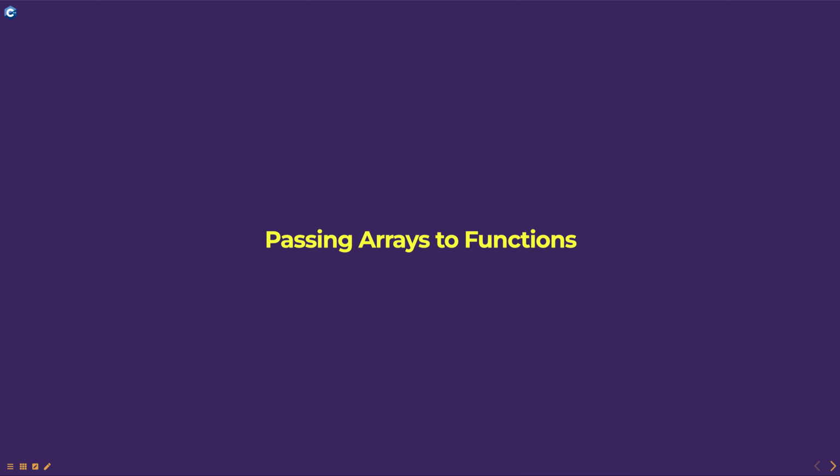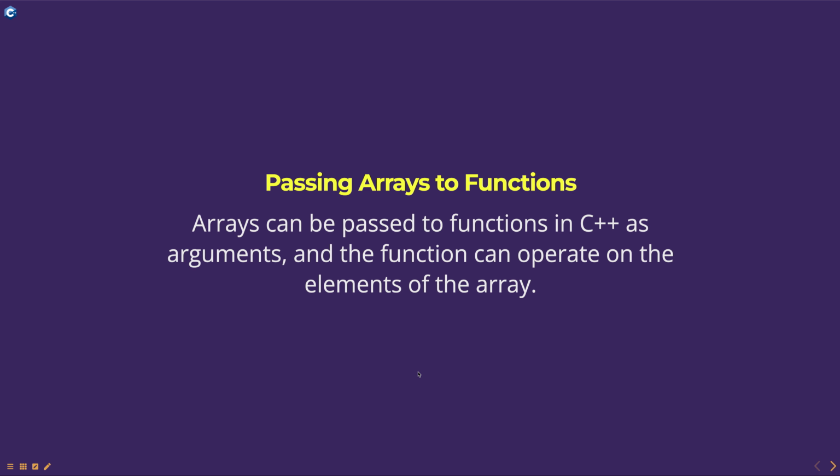Arrays can be passed to functions in C++ as arguments, and the function can operate on the elements of the array. There are two ways to pass arrays to functions in C++, by passing the array directly or by passing a pointer to the array.